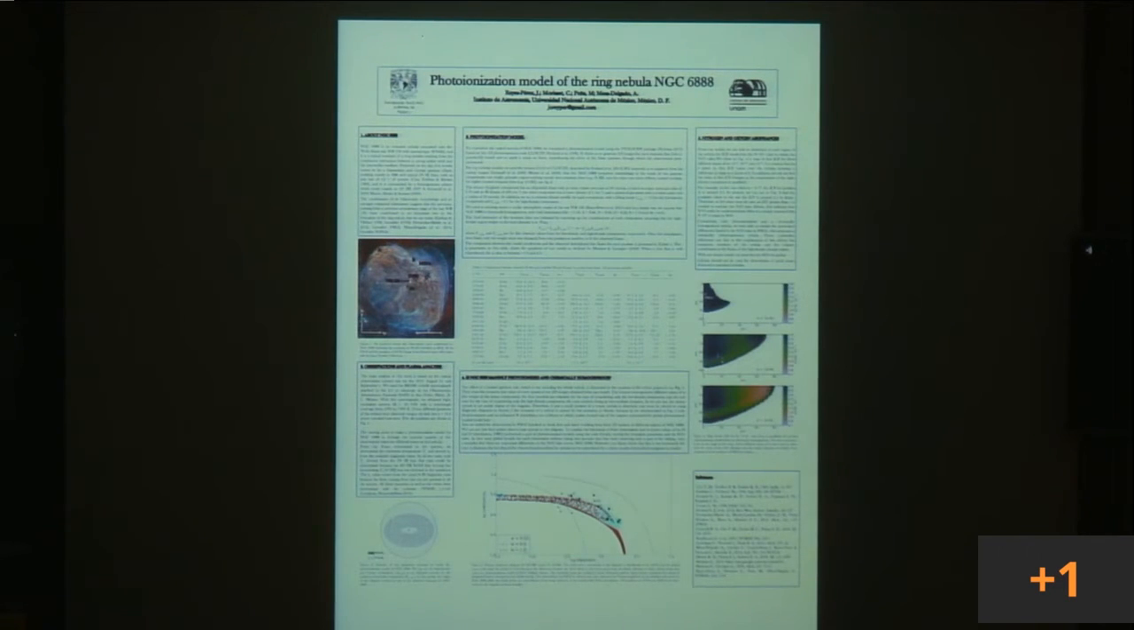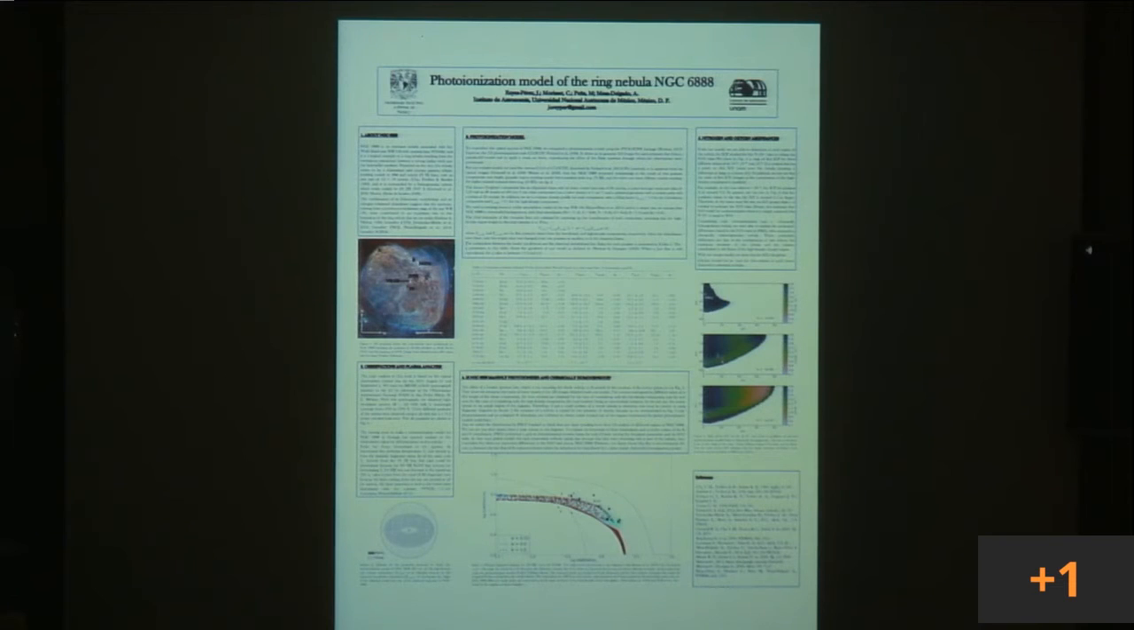Hello everyone, my name is Jonathan. My poster is called the photoionization model of the ring nebula NGC 6888, associated with the Wolf-Rayet star WR 136. The model is based on shell spectroscopy, and the basic ingredient of this model is to consider two gaseous components, one elliptical structure covered by one spherical low density one. And the idea is to try to reproduce these observations.